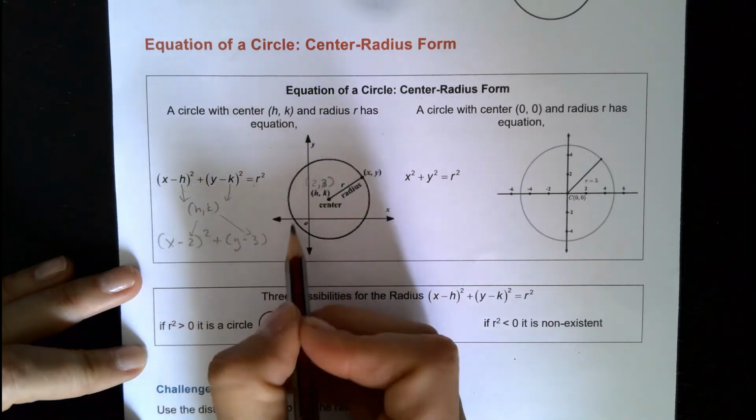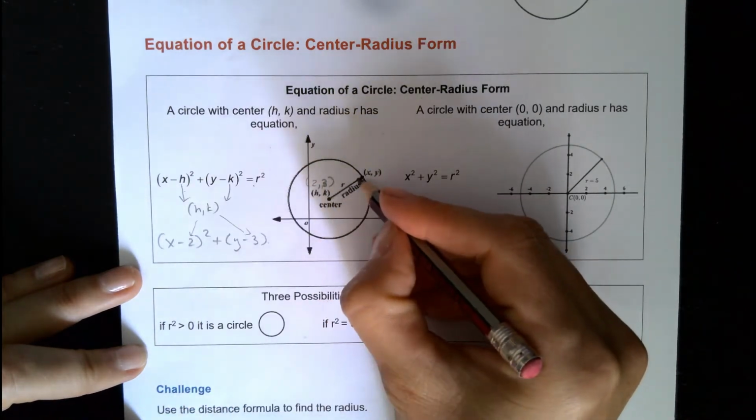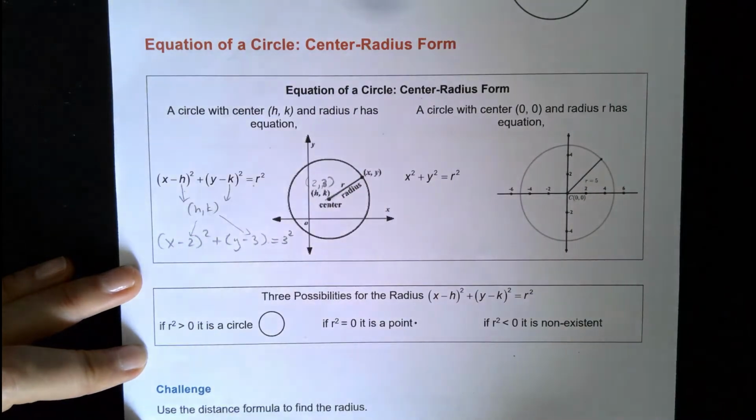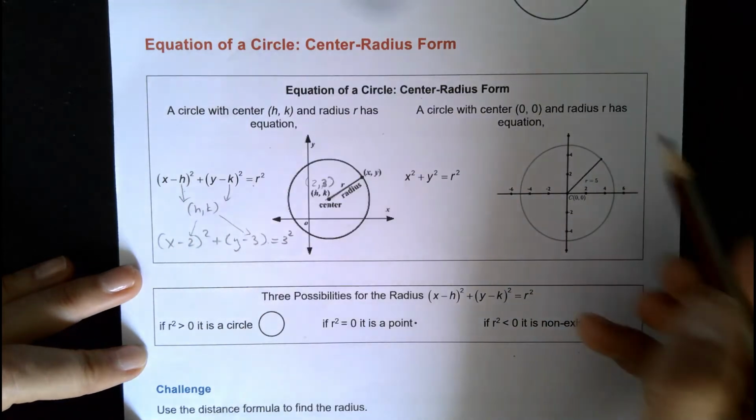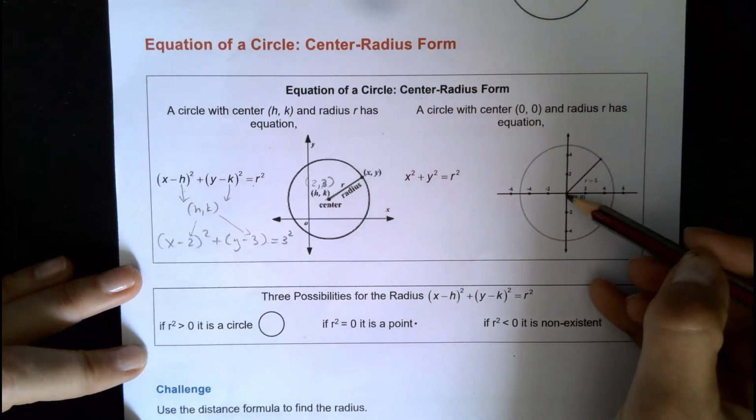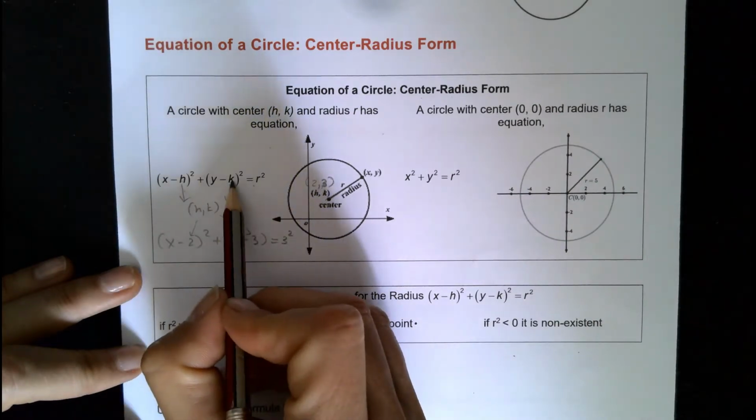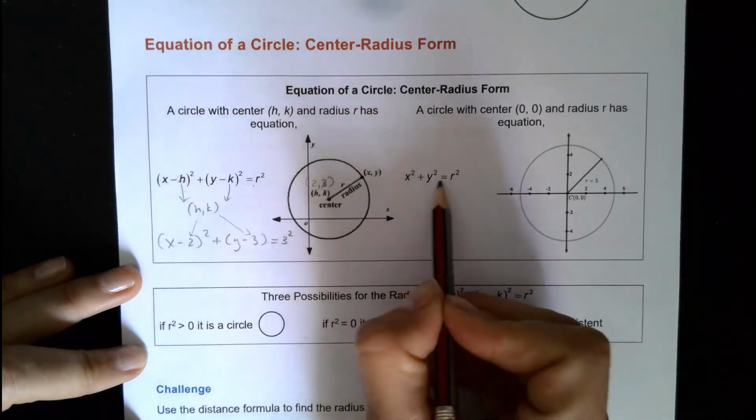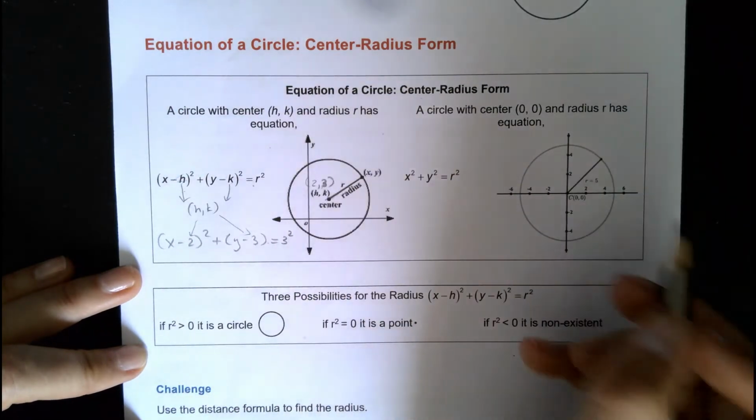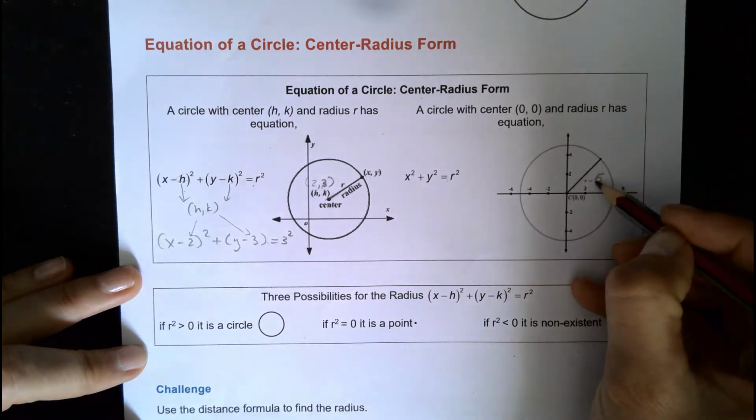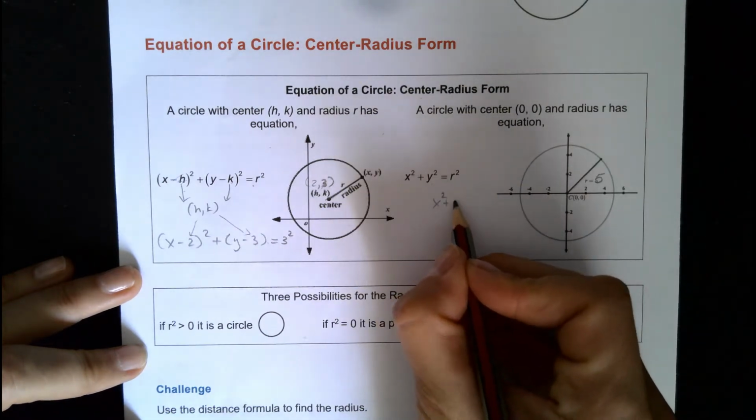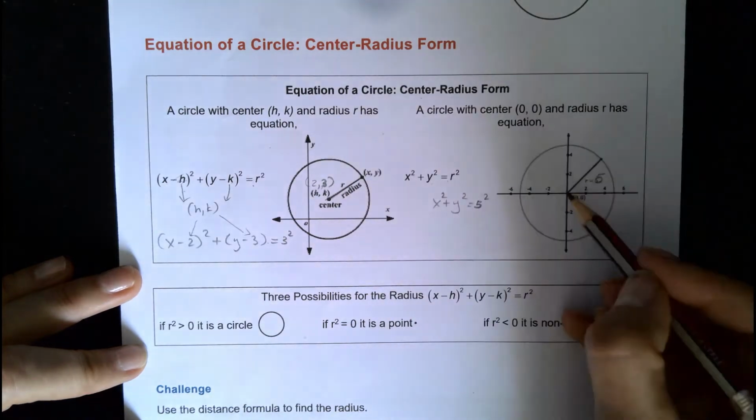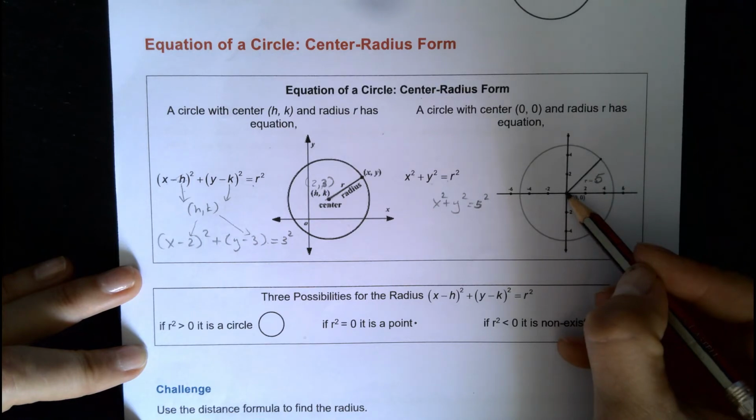And then my radius goes here. Say my radius was 3, then it would be 3 squared. But if the center of the circle is (0, 0), then if I put 0 in here and 0 in here, this is gone and I'm just left with x squared plus y squared equals the radius squared. So if this radius is 5, then my circle equation is just that, because the center is (0, 0).